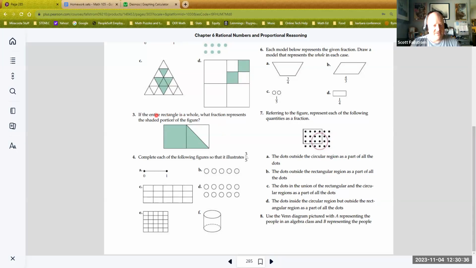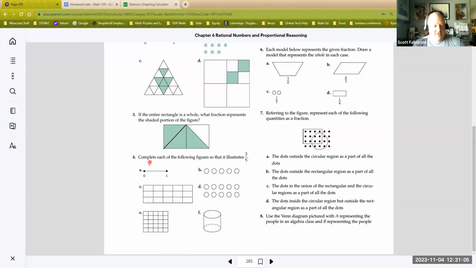Okay. If the entire rectangle is a whole, now remember, this is talking about what is my whole object? What fraction of the entire whole piece do I have? And if you struggle with seeing how that relates back to the numbers that I have, think of creating or breaking up that whole object so that you can see pieces that are roughly the same size. It might make it easier to see what fraction is there.